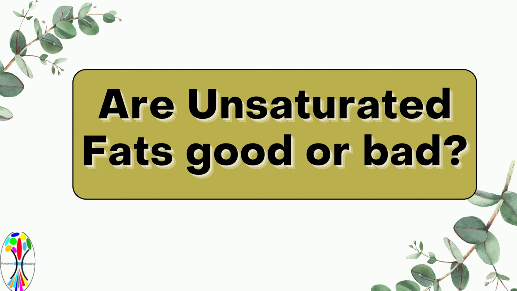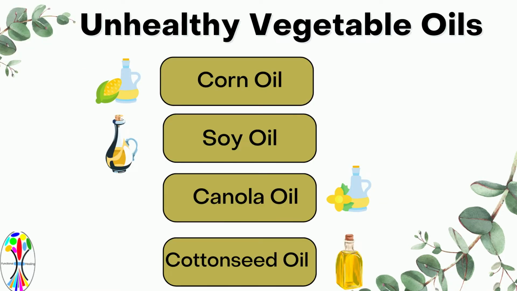So, the examples of unhealthy vegetable oils are corn oil, soy oil, canola oil, and cottonseed oil. And the question is that, why are these considered bad? So the reason why they are considered unhealthy is the following.